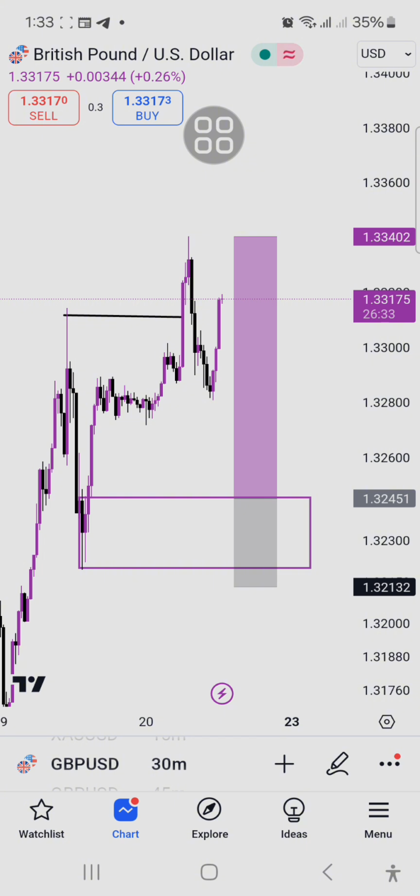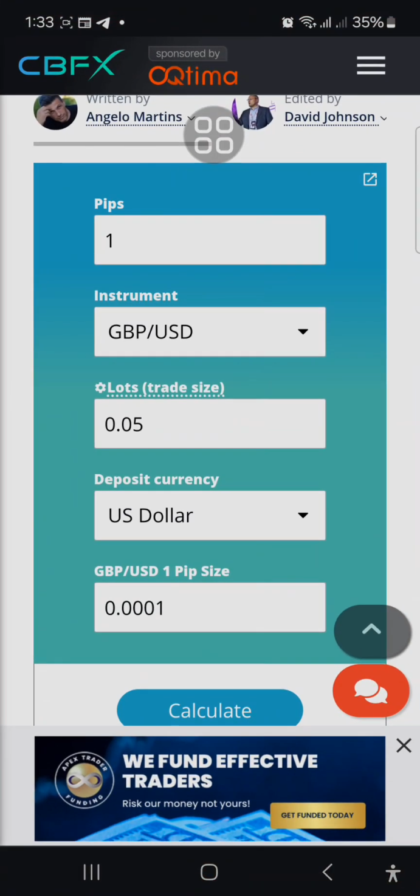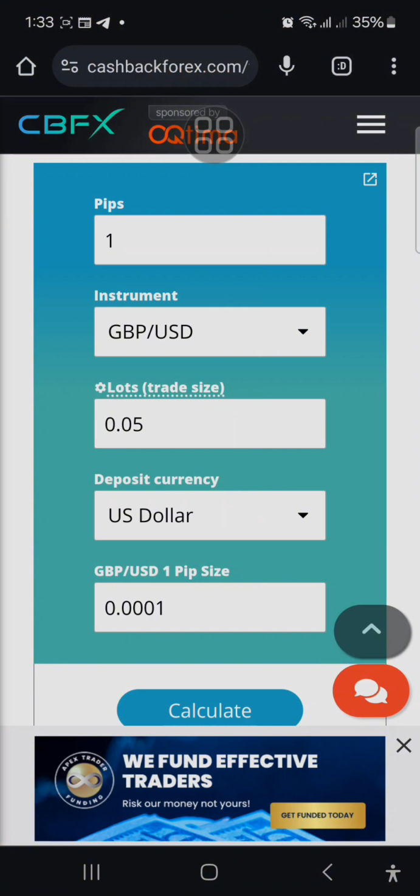So right here I'm on my backtesting tool. Right here I'm using TradingView. Okay, so I'm just going to be heading over to a pip calculator site. There are so many pip calculator sites, by the way. This one is CBFX. There are so many good ones out there, so I'll just be using this one. They all have the same function, so it doesn't really matter, as long as it's a good one.